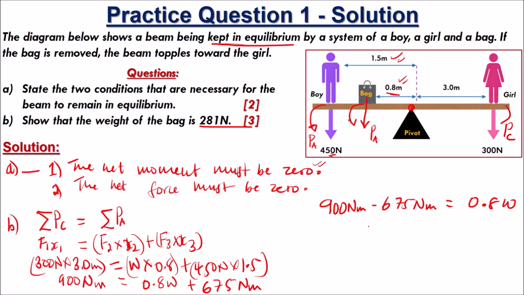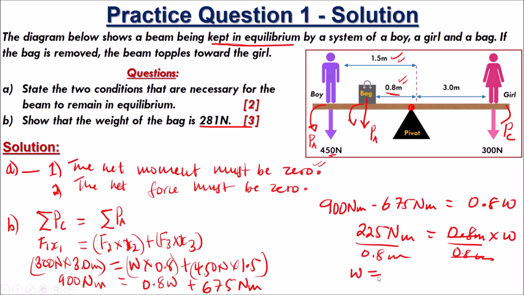What do we get? 900 minus 675, we get 225. So we will have 225 Newton meters is equal to 0.8 meters times W. Divide by 0.8 meters. This will cancel. We remain with W is equal to 281.3. They said show that it's 281. So this is approximately equal to 281.